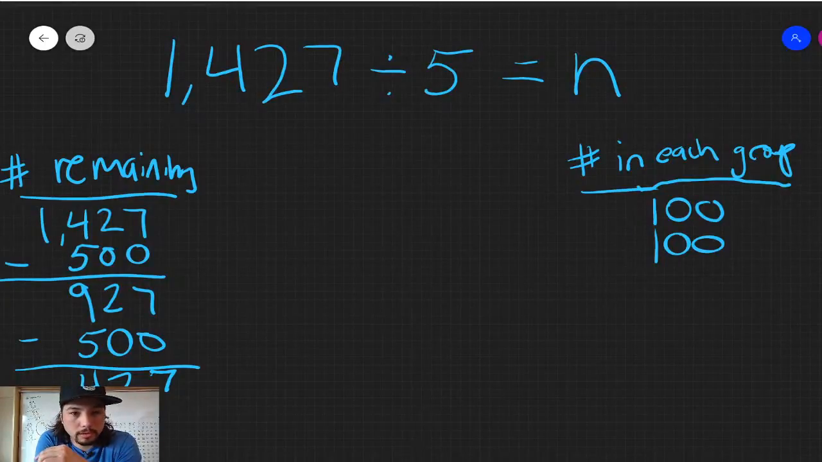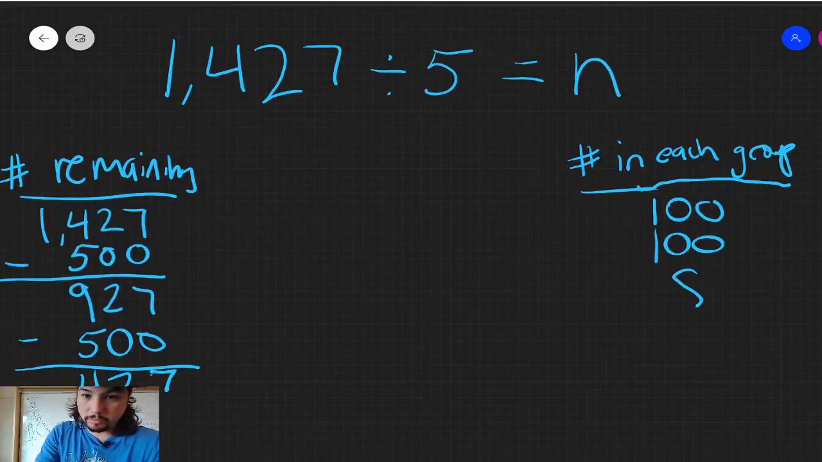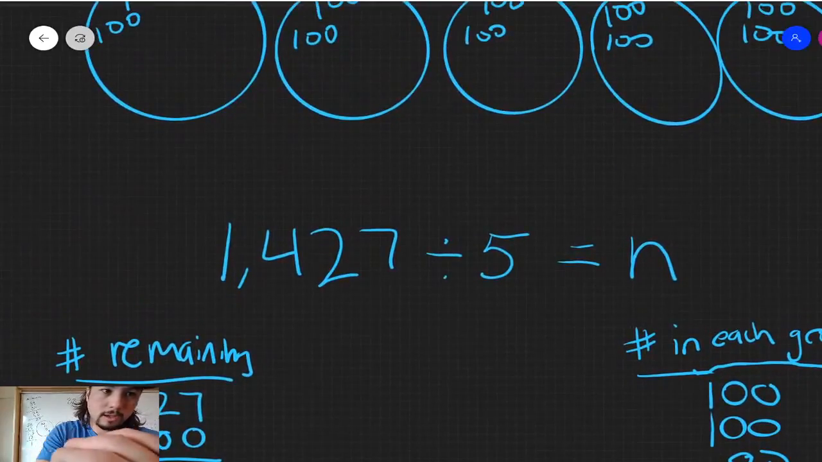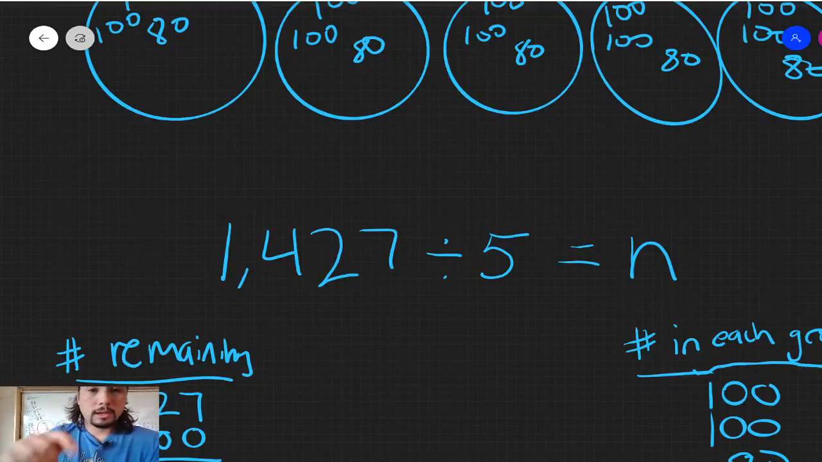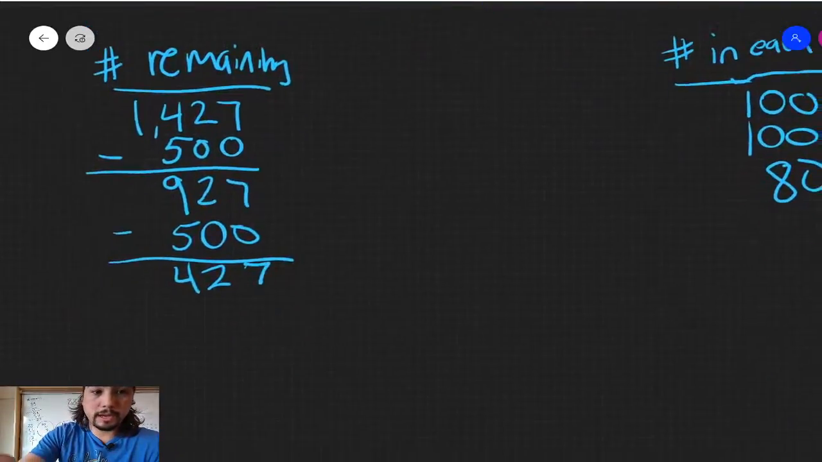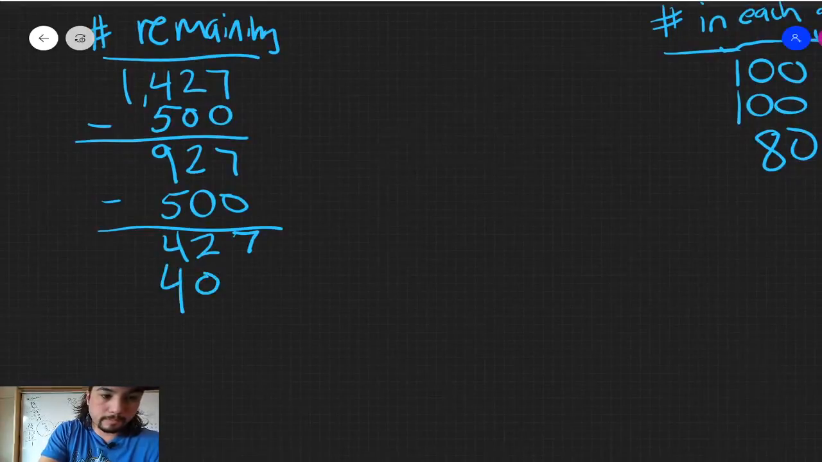Ooh, how about 400? 5 times 80 is 400. Would you agree? 80, 160, 240, 320, 400. Or 8 times 5 is 40, and then times 10 by adding a 0. So let's put 80 in each group. 80, 80, 80, 80, and 80. And 80 times 5, 5 groups of 80, that's 400. Whew, that's a good one because it gets us really close here.